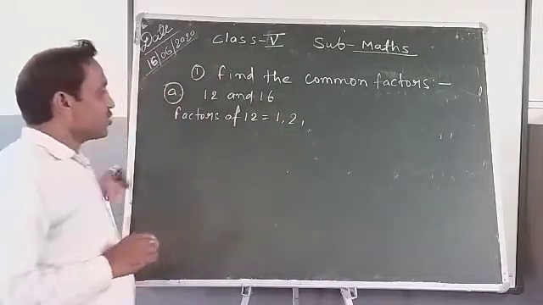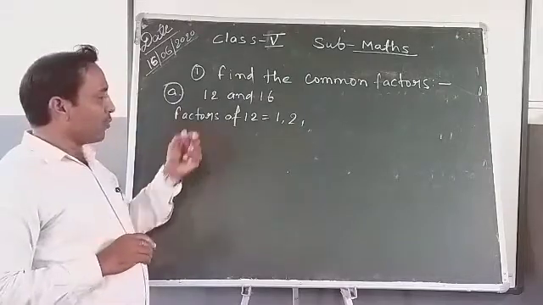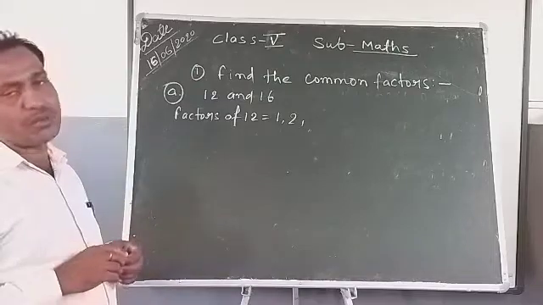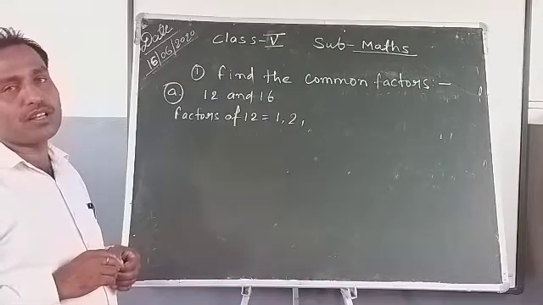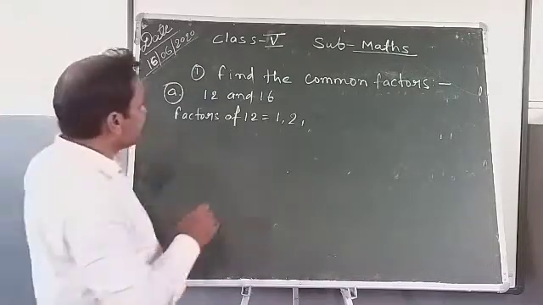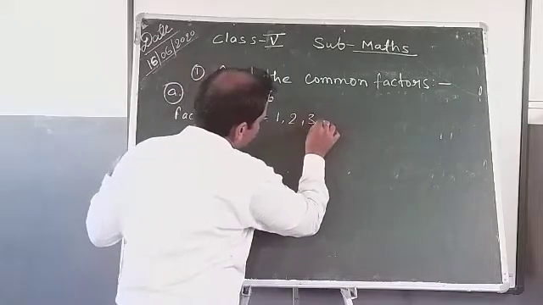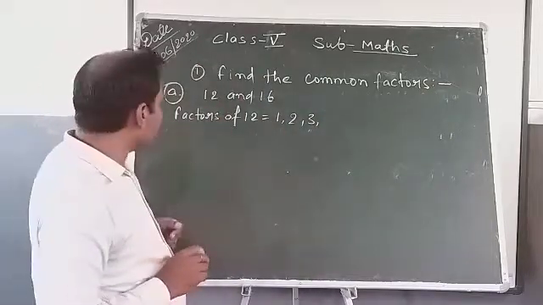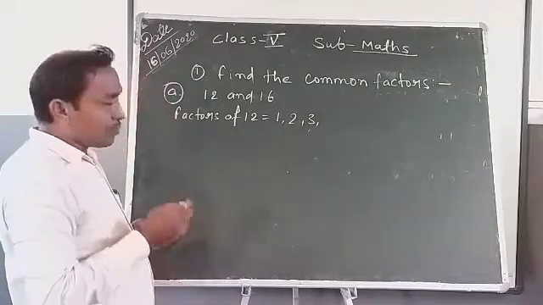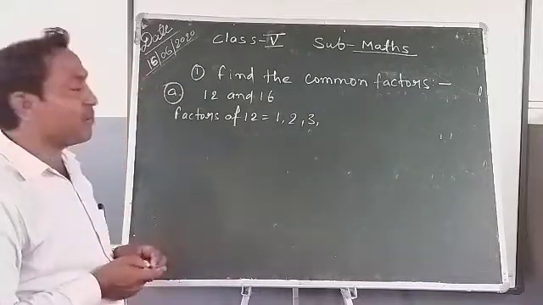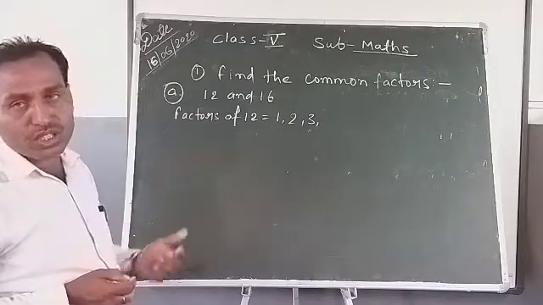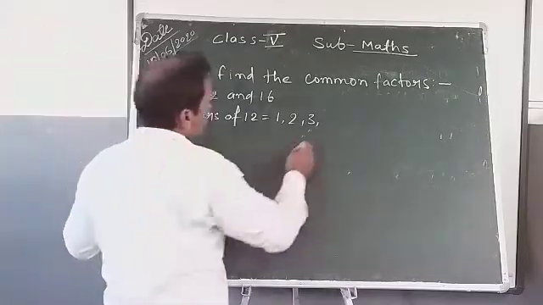Next number after 2 is 3. When I check, 12 is also divisible by 3, because 3 fours are 12, so 3 is also a factor. Next number after 3 is 4. In the table of 4, 12 is also coming, because 4 ones are 4, 4 twos are 8, 4 threes are 12. So I also write 4.